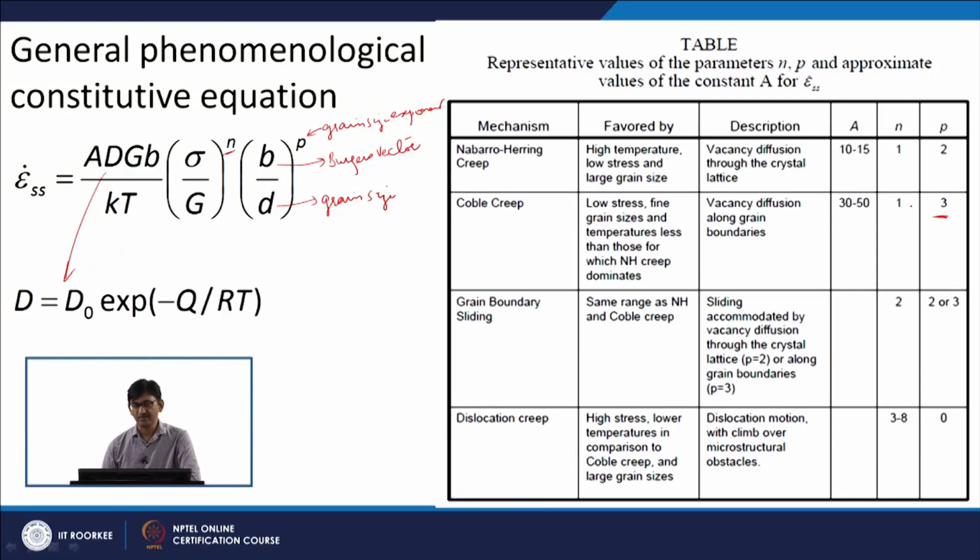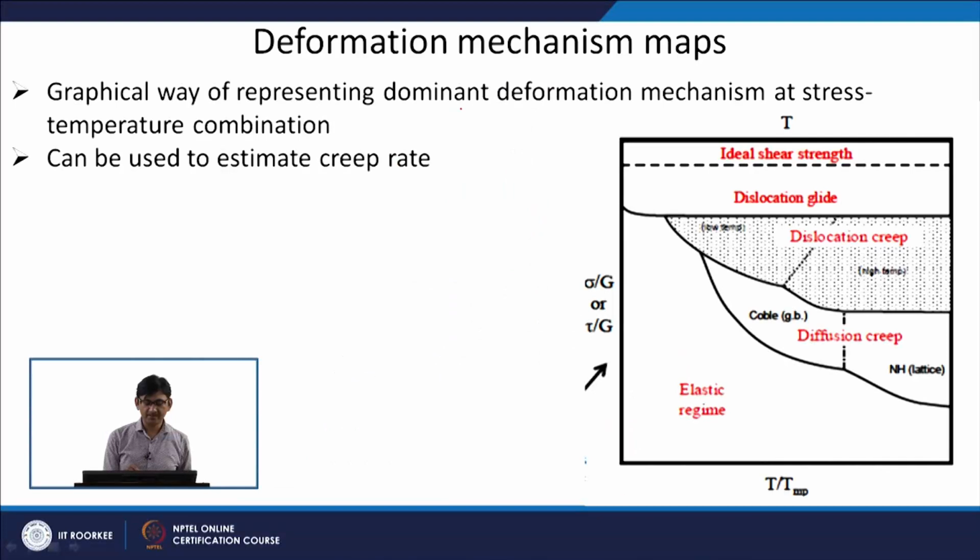So, stress is not a very important parameter, whereas in dislocation creep there is a large stress dependence. We can actually divide all these different mechanisms on deformation mechanism maps. It is a very convenient way to see in which zone which kind of deformation or creep mechanism is going to dominate. So, this is a graphical way of representing the dominant deformation mechanism at a particular stress-temperature combination, and it can be used to estimate creep rate.